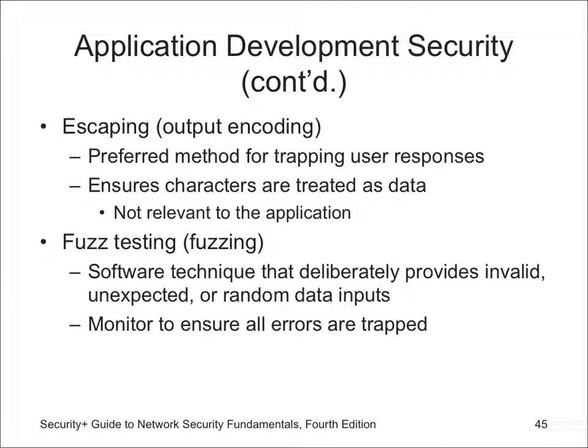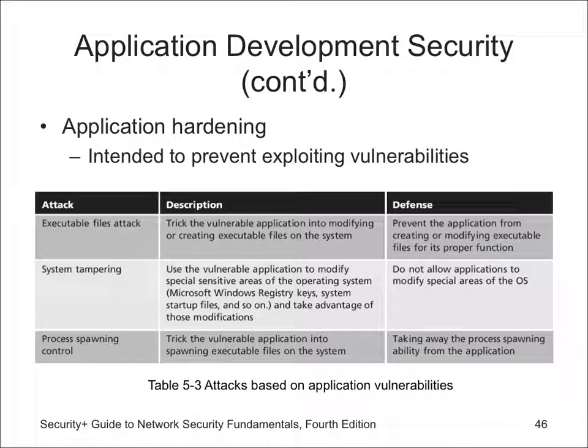Fuzz testing, or fuzzing, is a software technique that deliberately provides invalid, unexpected, and random data inputs to help programmers trap errors that maybe we don't think of when we're programming. Application hardening: executable file attack, where a vulnerable application is tricked into modifying or creating an executable file in the system. The defense is to prevent the application from creating or modifying executable files for proper function.